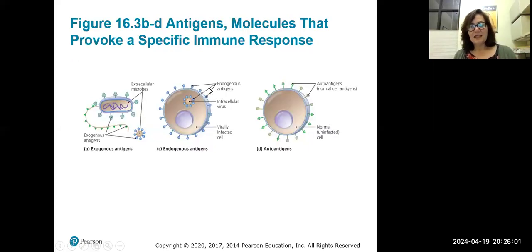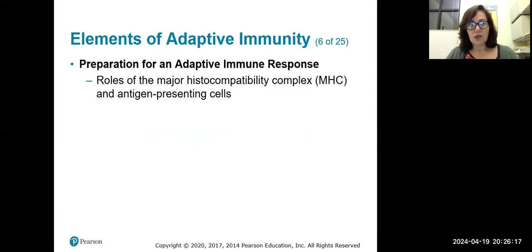Let's back up. You see how these things are being presented on the outside of the cell? Those structures on which the cell is presenting material has this really cumbersome name. And it is called a major histocompatibility complex protein. Man, I know that's terrible.